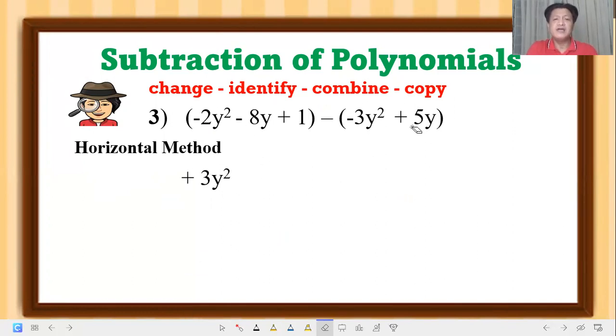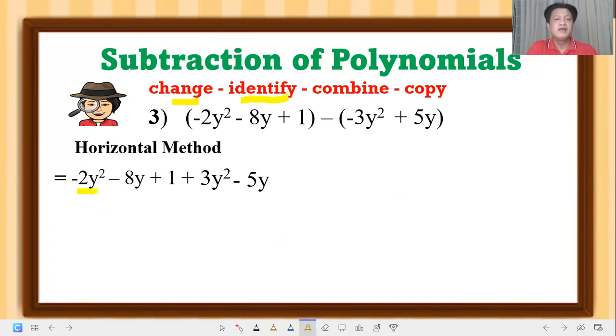So di ba sabi doon, i-reverse natin or change the sign of the subtrahend. If this is positive, negative 3y squared becomes positive or plus na siya. Okay, and then also negative 5y kasi di ba change na natin yung positive 5y. And copy the minuend, i-bring down lang natin. And you can now proceed to, di ba tapos na yung identify like terms.